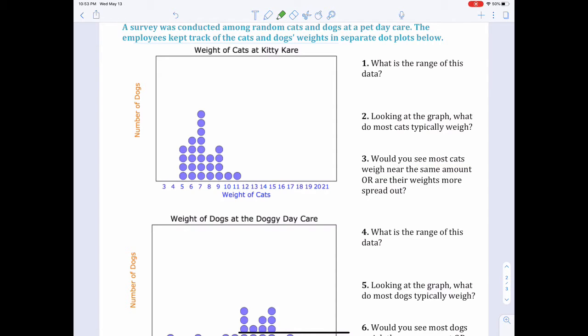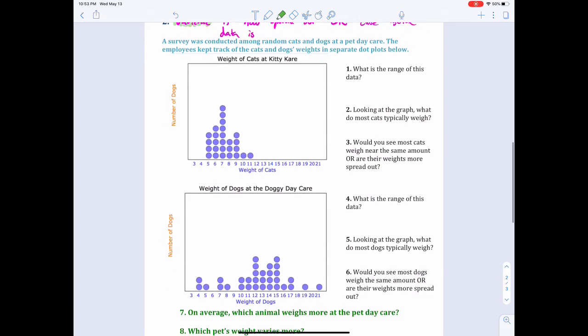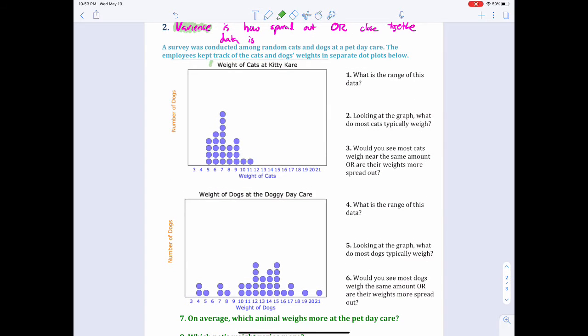Okay, so let's look right here. A survey was conducted among random cats and dogs at a pet daycare. The employees kept track of the cats' and dogs' weight in separate dot plots below. So if we look here, there's 2 dot plots. Here's the first one. It's the weight of cats at kitty care, and here's the second one. It's weight of dogs at the doggy daycare. 2 different rooms at the same pet daycare. All right, so let's look at our questions here.